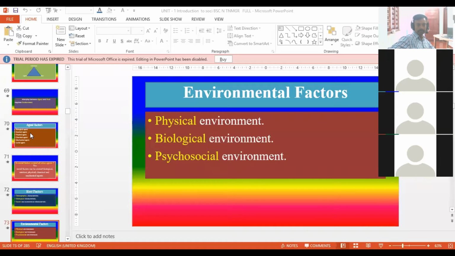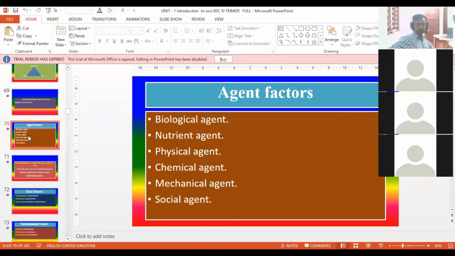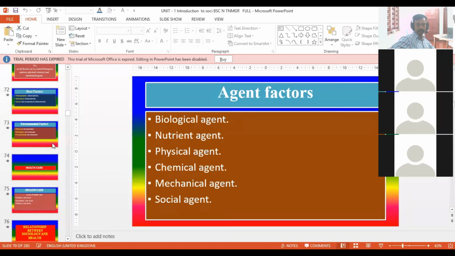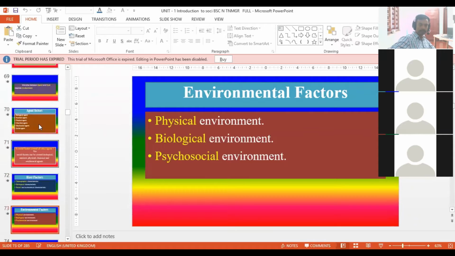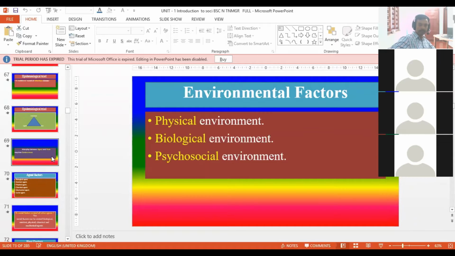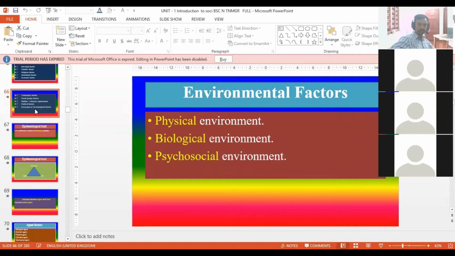What are the factors? Look at this: biological factors, nutrient factors, physical, chemical, mechanical. So this is one of the traditional theories. Today we are going to explain environmental factors. Before that, I would like to evaluate the previous class.